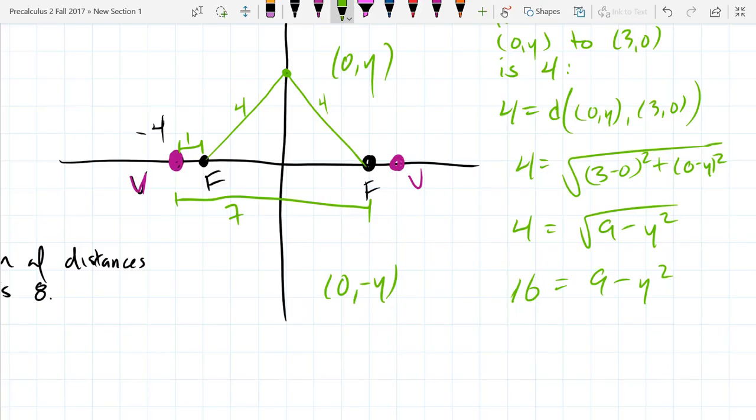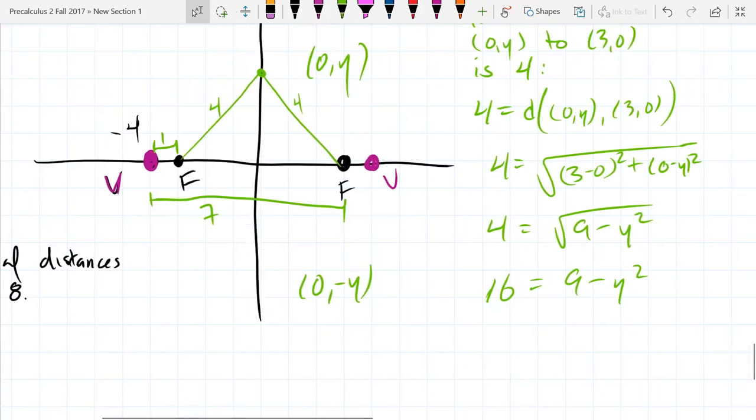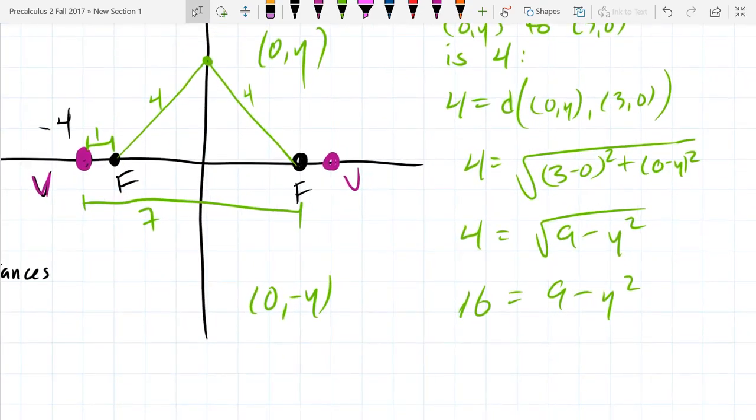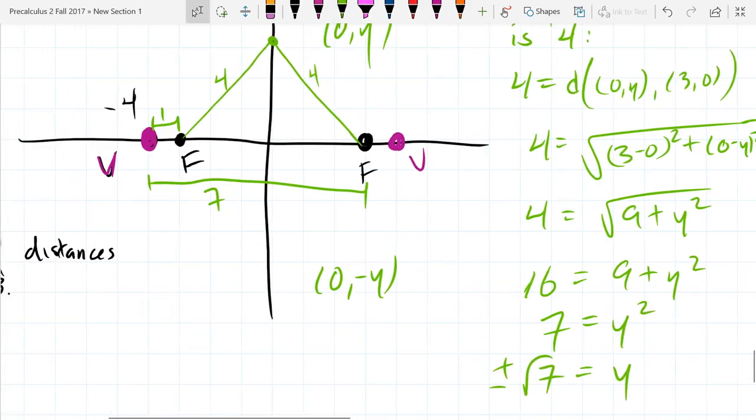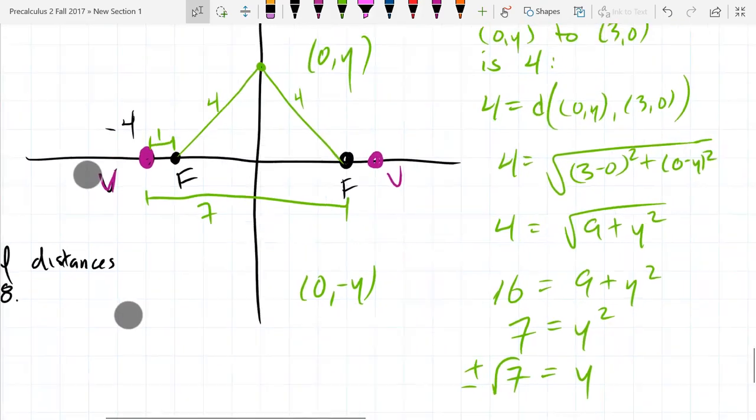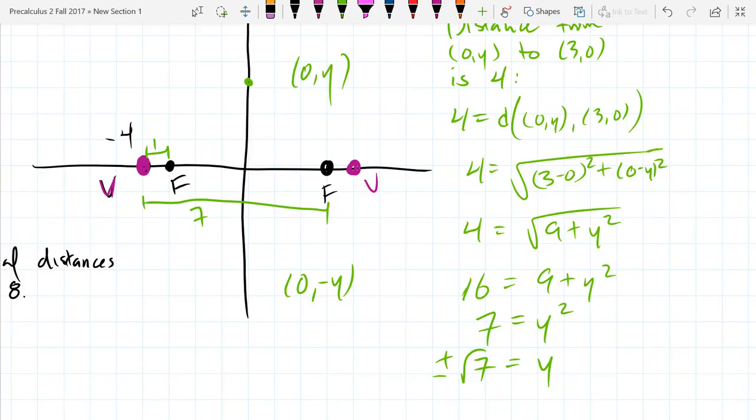Uh-oh, this is not good. What did I do wrong? Yep, when you square your negative, make sure you add it. Now I could subtract. 16 minus 9 is 7. Plus y squared, so y is plus or minus square root 7. So where exactly is square root 7? It should be a little smaller than 3, because square root 9 would be 3. So I'll draw it right about there, a little smaller than 3. And so our ellipse is going to be drawn like this.